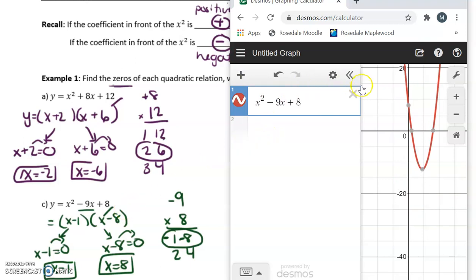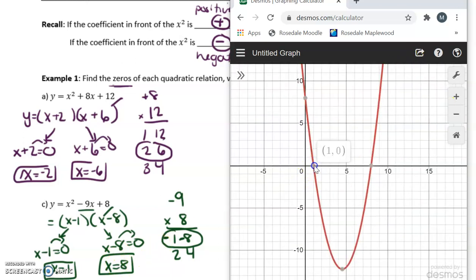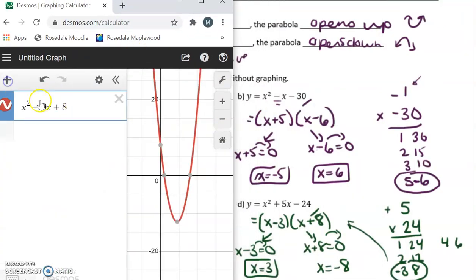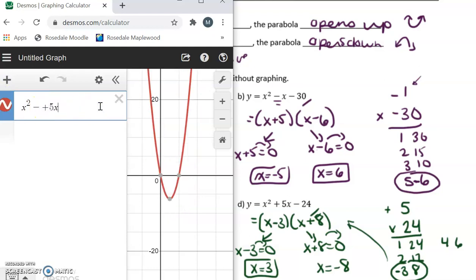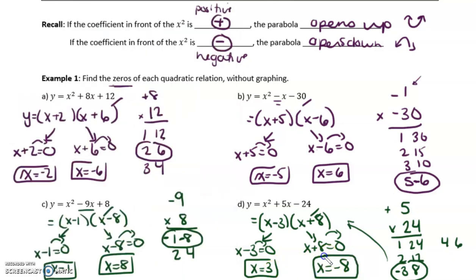Okay, x squared minus 9x plus 8. We get the solutions of 1 and 8. So if we were to come over here to the graph, where's our x-intercepts? 1 and 8. Okay, and then the last one, x squared plus 5x minus 24. We get 3, oh, and I didn't box this one, and negative 8.